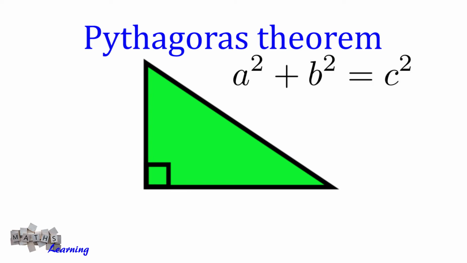The way we label the triangle is that we always label the hypotenuse C and the other two sides are labelled with A or B. It doesn't matter which of the other shorter sides are labelled A or B, so long as the hypotenuse is labelled C.